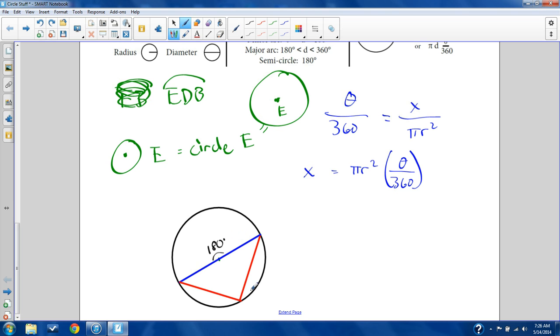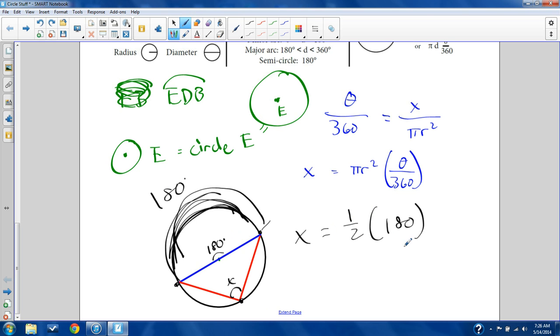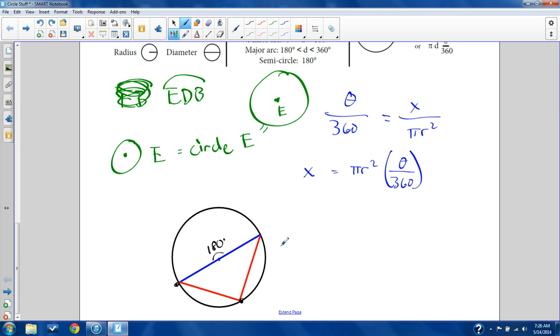This is a central angle. This is an inscribed angle, where its intercepted arc is this guy out here. Well, here's its intercepted arc, which is 180 degrees. This angle, let's call it x. X is half the measure of its intercepted arc and its central angle, so it's 90 degrees. So another good thing to know is that an inscribed angle whose endpoints create a diameter is 90 degrees.